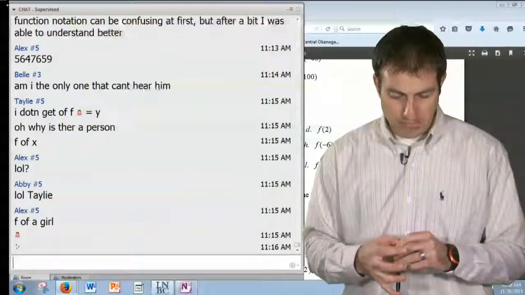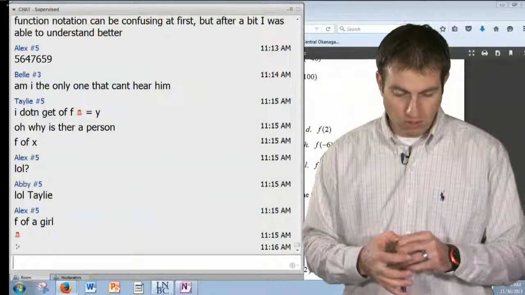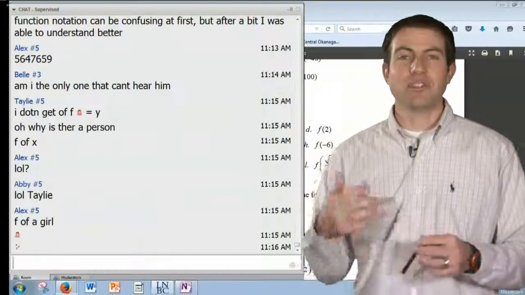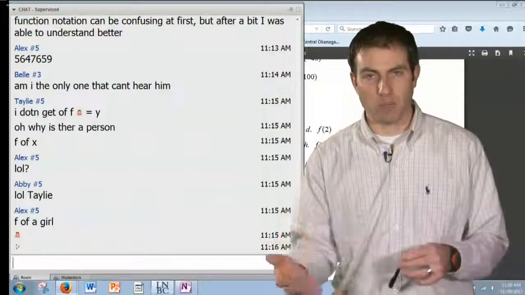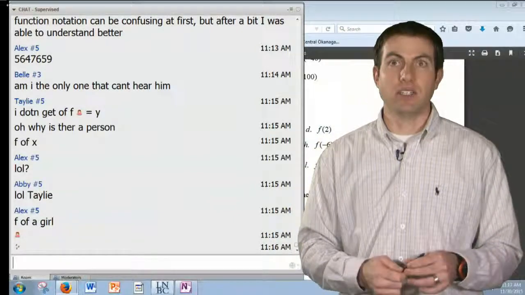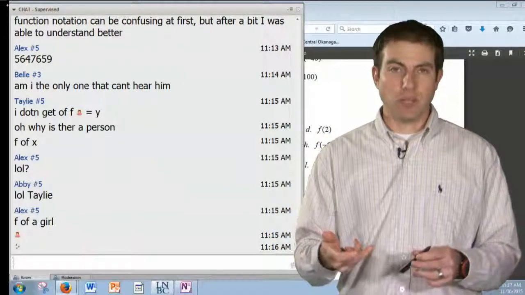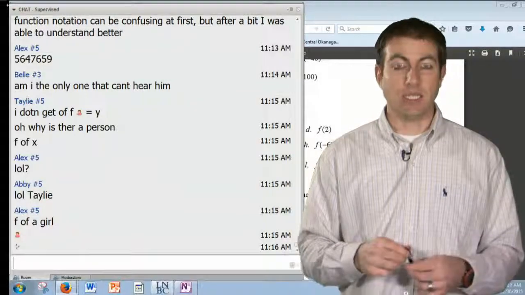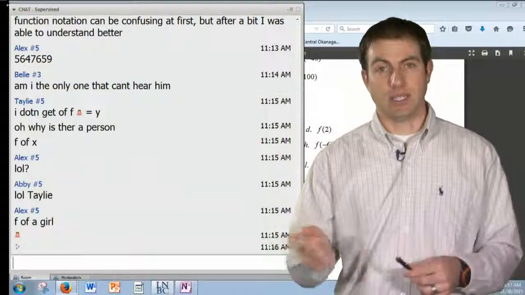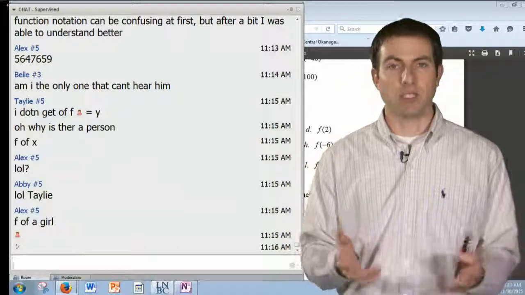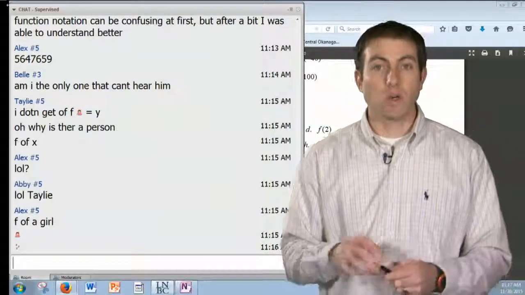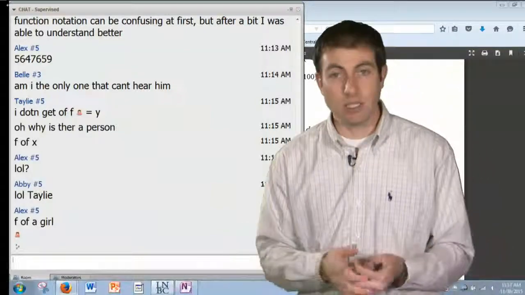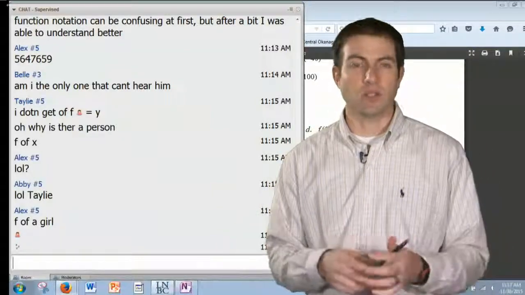I don't get f of x equal to y, or why is there a person? Yeah. It's just a different notation for moving forward in mathematics. It is easier to deal with when you get into the types of questions you're going to see in grade 11 and 12 and then calculus. It's trying to prepare you for calculus. We're teaching you stuff now that's kind of the foundation or building blocks for calculus, even though many of you will never take a calculus course in your life.